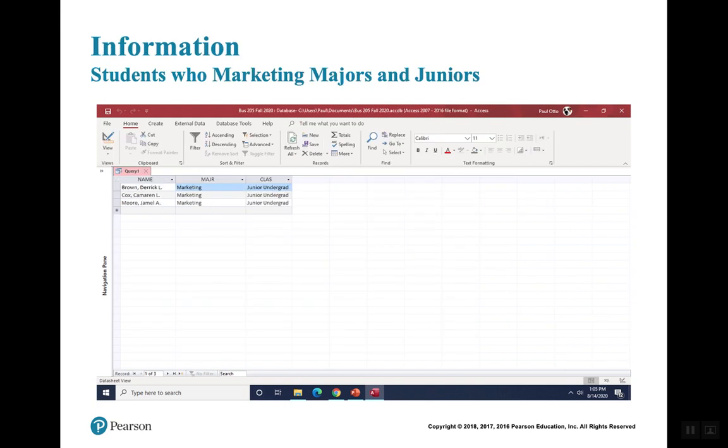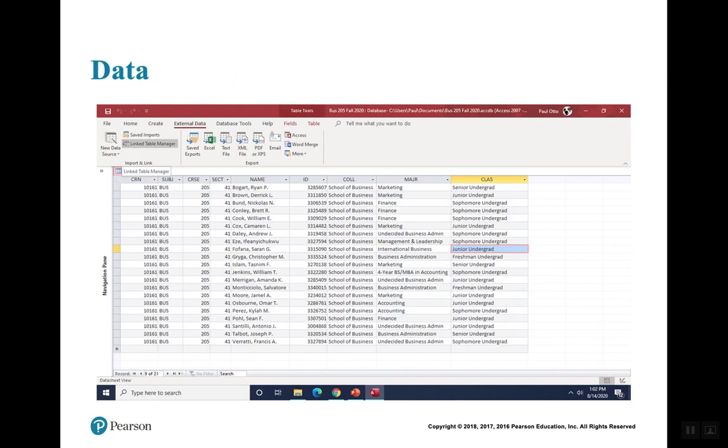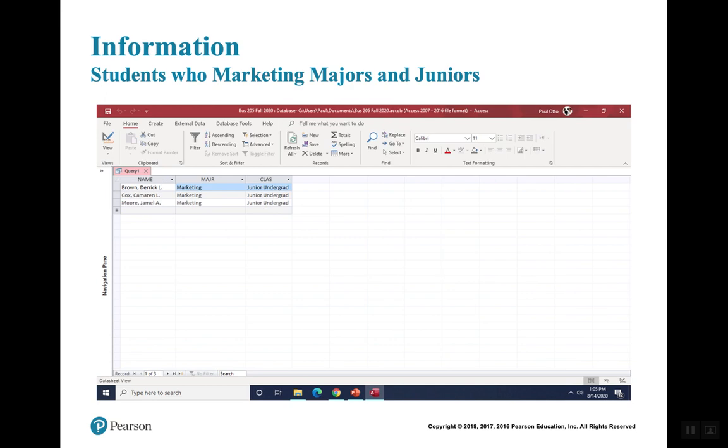A question we could ask when looking at that data would be, who are all the marketing majors? And then as a further drill down, who are the marketing majors who are also juniors? We can write a query which will go against that data and extract out from that full set of data specifically the name, the major, and the class of anybody who is a marketing major who's also a junior.